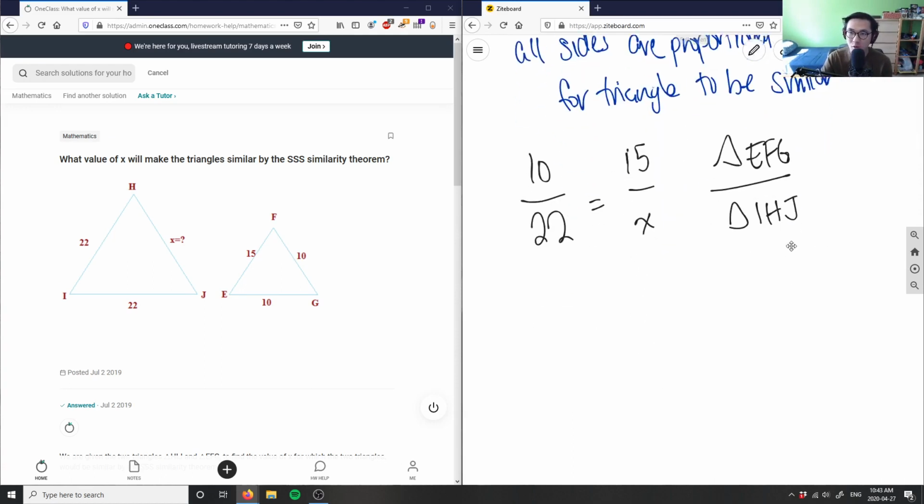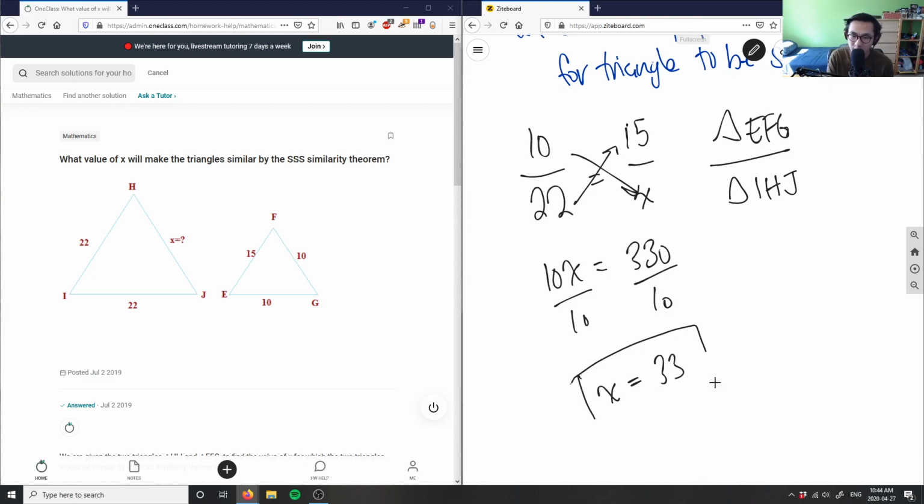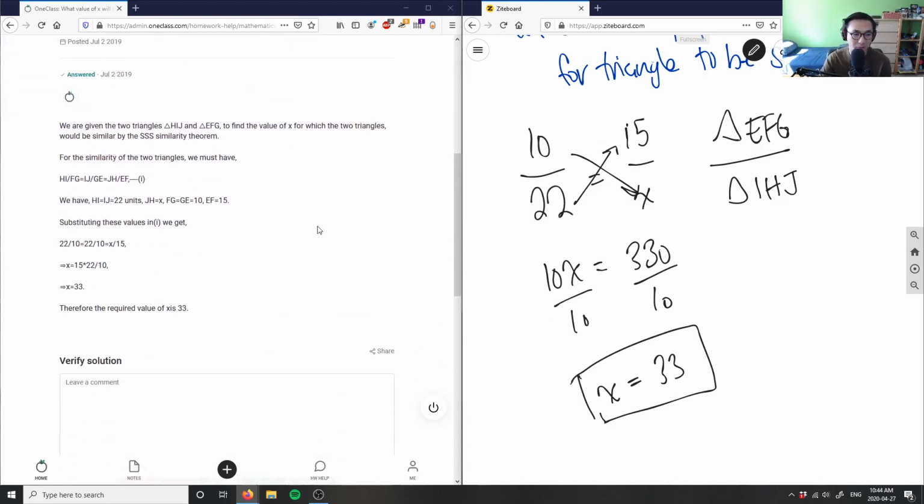So let's solve this. We would cross multiply to solve for this here. So I have 10 times x, which is simply 10x, and then 15 times 22 would give me 330. Again, in order for us to cross multiply, it's 10 times x here and 22 times 15 here. To get this algebraic equation here, I can divide both sides by 10. Okay, x equals 330 divided by 10, which gives me 33. So x would equal 33 for this side to make the triangles similar by the SSS similarity theorem here.